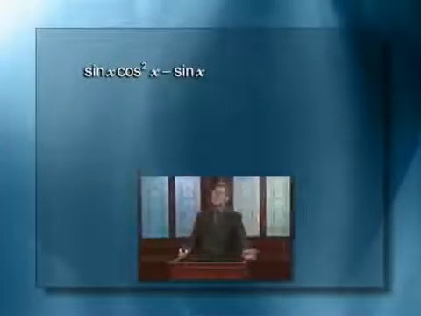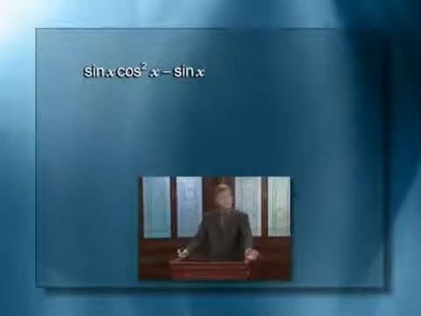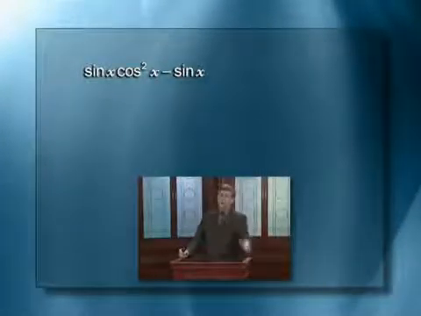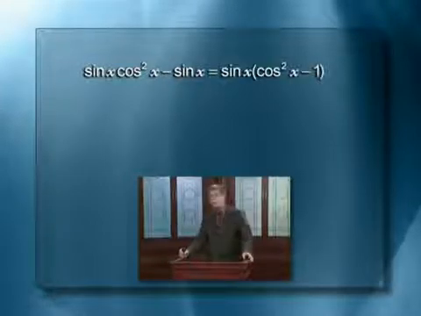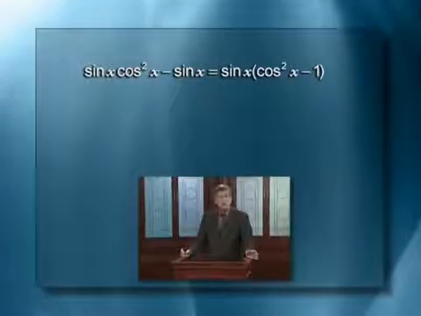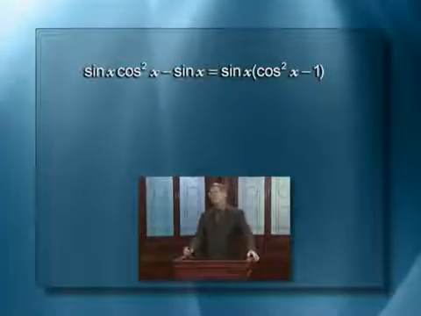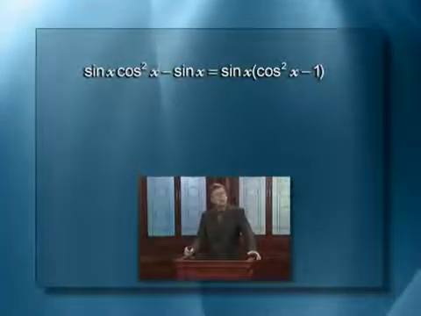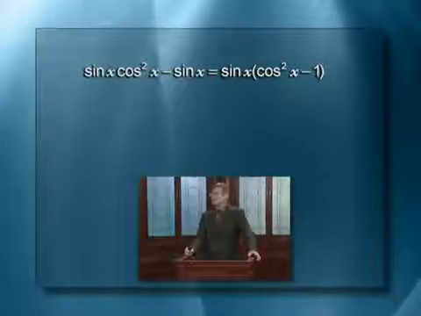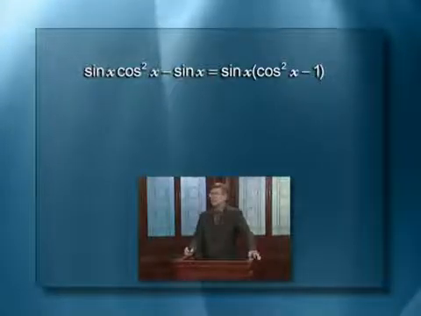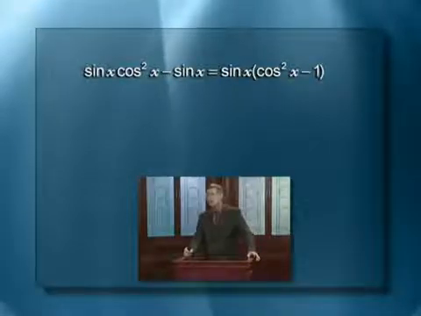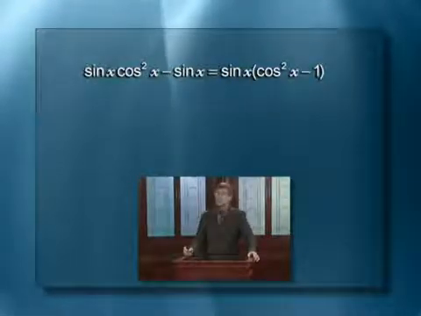Well, I see sine x in both terms, so let's factor it out. When in doubt, factor something. So sine x times the quantity cosine squared x minus 1. Now you look at that for a moment, you go, cosine squared x minus 1. Oh, my fundamental identity is sine squared plus cosine squared equals 1, so 1 minus cosine squared is going to be sine squared.